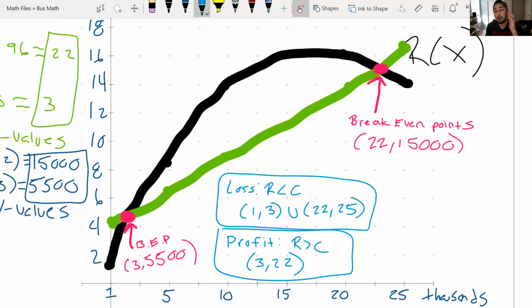That's perfect. Okay, awesome. If you wanted to write these as double inequalities to represent 1 and 3, you would say 1 is less than X, which is less than 3, and then 22 less than X, less than 25, and down here, 3 less than X, less than 22. There we go. And that problem is done.